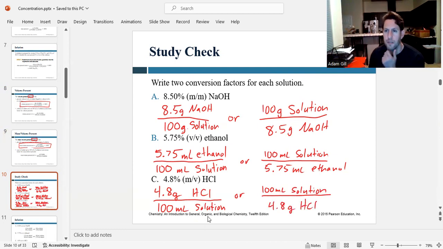Okay. So be able to express a percentage as a fraction, because you're going to have to be able to do this when you're solving word problems later on.